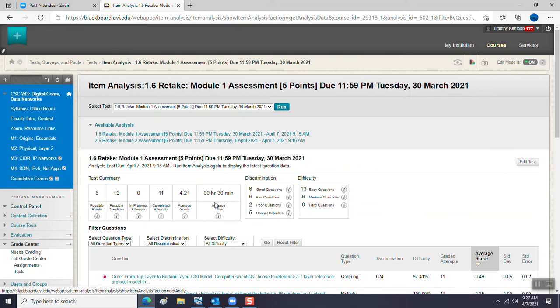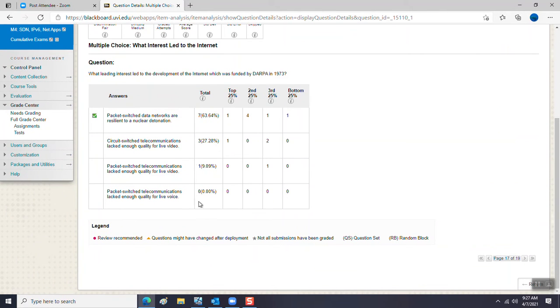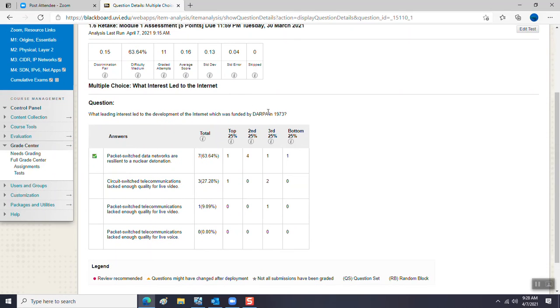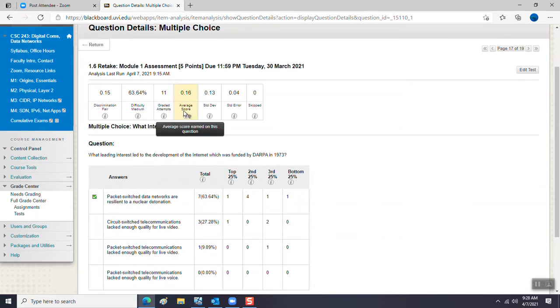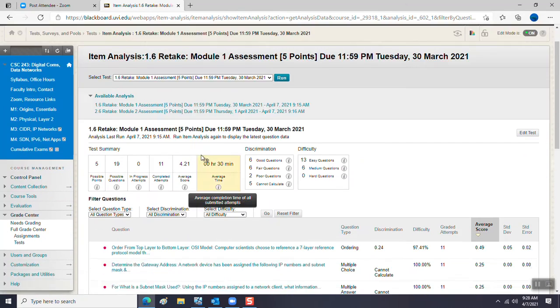What interest led to the Internet? Which was funded by DARPA in 1973. It was packet switched data networks are resilient to a nuclear weapons detonation. So in the Cold War, there was concern that circuit-based networks would be too vulnerable. With a few well-placed nuclear detonations, communications could be severed for much of the country with circuit switch networks. So DARPA wanted to fund research into the development of digital packet-based networks. And that's what led to the Internet, ultimately.